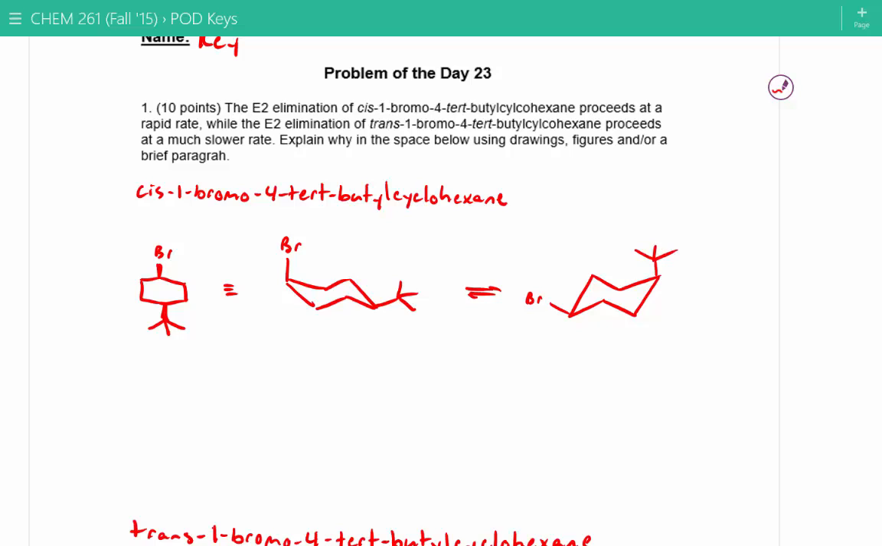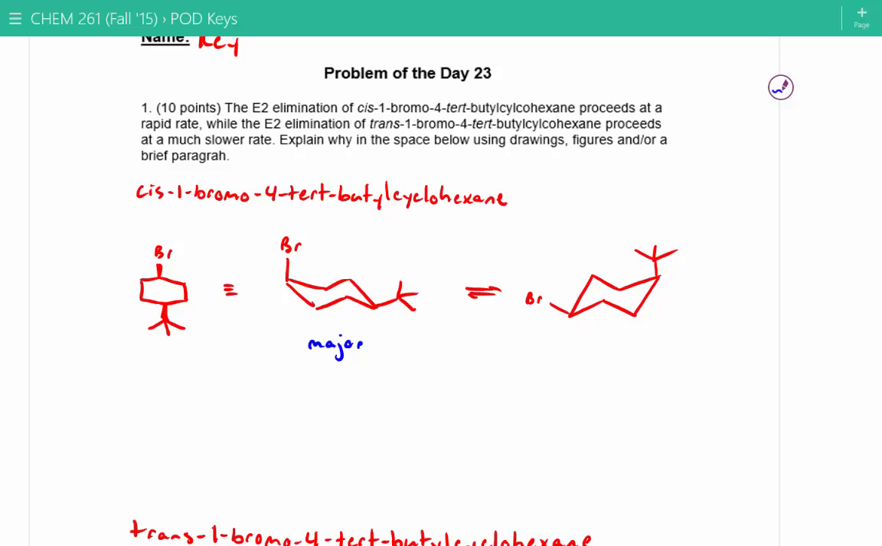Which one's going to be our major contributor, right or the left? Left. All right. There we go. Why is the one on the left our major component in solution? Yeah, the tert-butyl group is very large. It does not want to be in the axial position. If it's axial, then you run into 1,3 diaxial interactions.